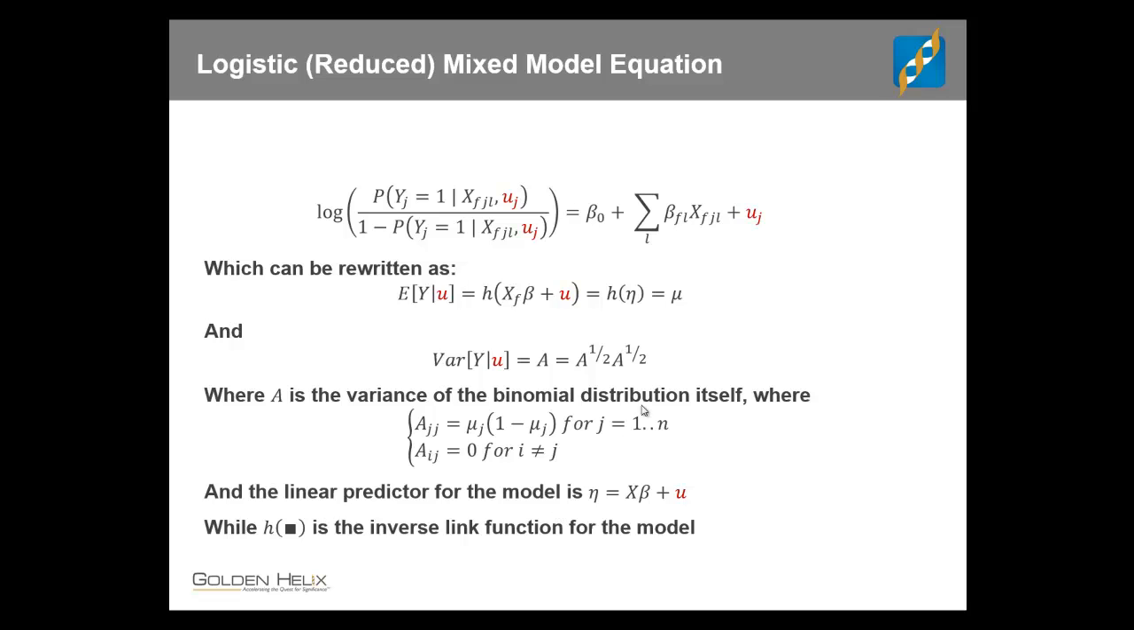Under the null hypothesis, the x_i do not contribute to the solution of the original model. Thus, beta naught and beta_FL and the predictions of u_j are also, under the null, the solution of the reduced mixed model using the same covariance matrix G for the u_j as before. The reduced model can be rewritten in this expectation form, where E of y, the expectation of y given u, can be expressed in this manner, and the variance of y given u is equal to A, where A is the variance of the binomial distribution itself, with the diagonal elements equaling mu_j times 1 minus mu_j, and off-diagonal elements are 0. The linear predictor for this model is eta equals x beta plus u, and h is the inverse link function for the model.